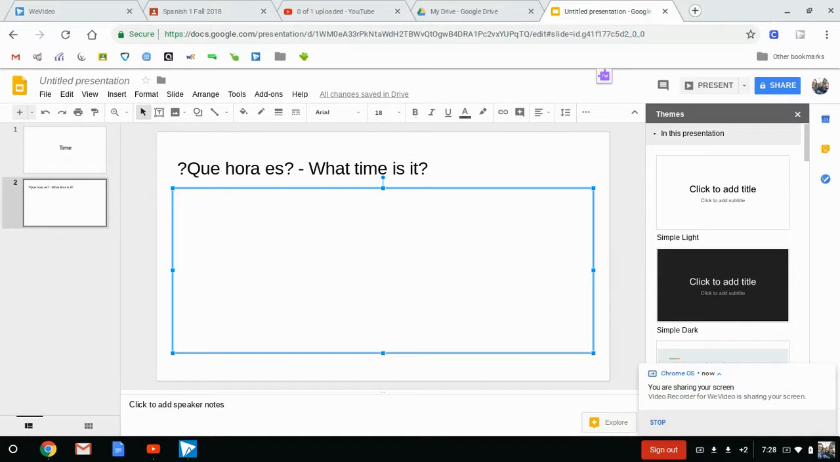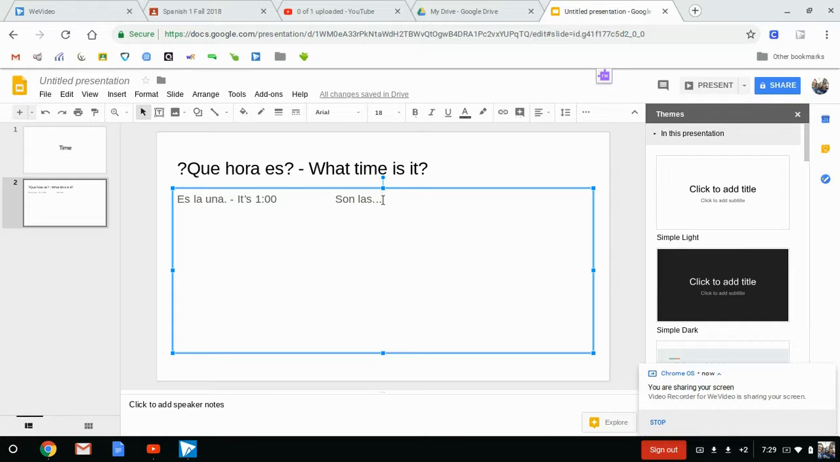The response to this question is going to be one of two things: es la or son las. You use es la if it is 1 o'clock. So if it is 1 o'clock, es la una is the answer. That means it's 1 o'clock. The reason you do that is because 1 is singular. We've learned the verb ser. It is es. They are is son.